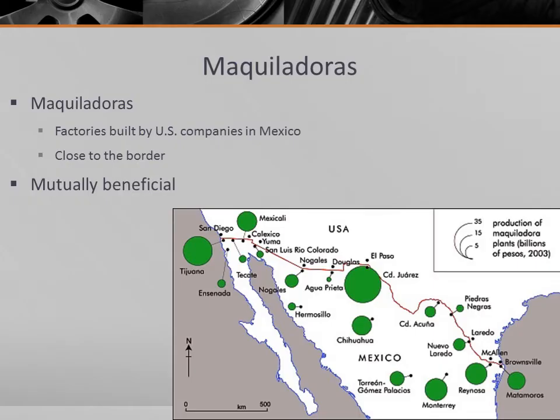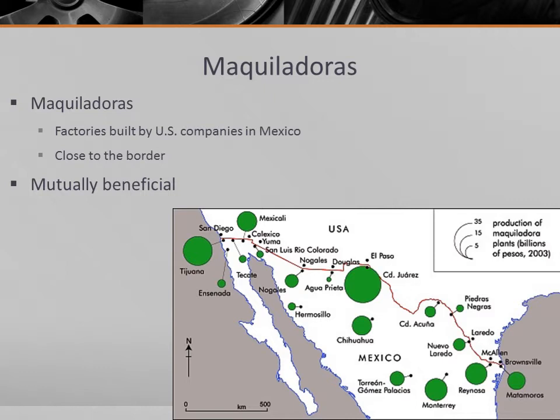Because when we take a look at northern Mexico, one of the things that we see is that these are where maquiladoras are located. Okay, these are factories that were built by the United States and by U.S. companies in Mexico, in particular northern Mexico, very close to the border. Now, a couple of things that are associated with this. They tend to be located near major cities or major points of entry into the United States in order to try and reduce the cost of transportation.